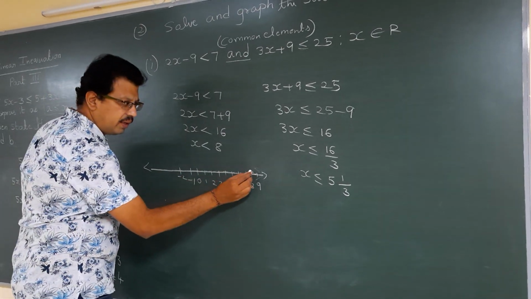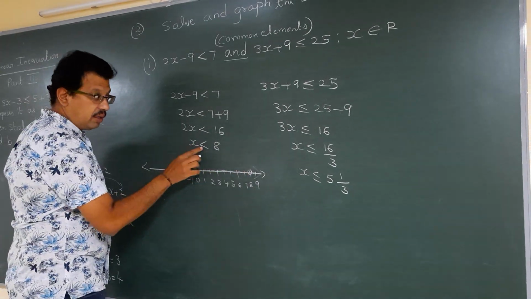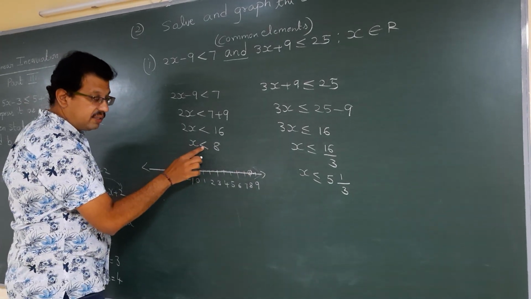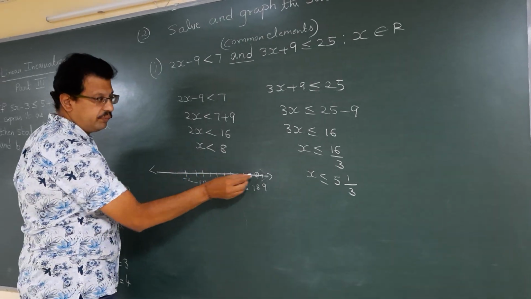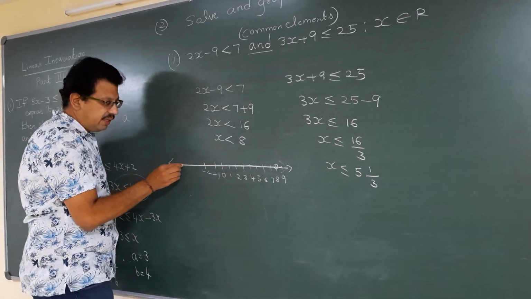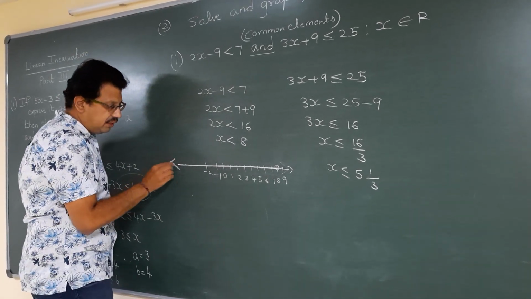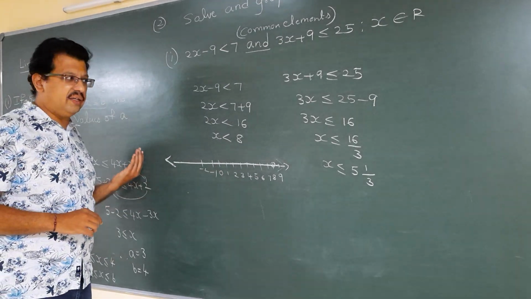As all of you know very well, you have to put a hollow circle because it's only less than. It's not less than or equal to. So we are going to put just less than, so it is a hollow circle. Less means it should go to the left side. Darken the line, and you should darken the arrow mark also. That is x less than 8.